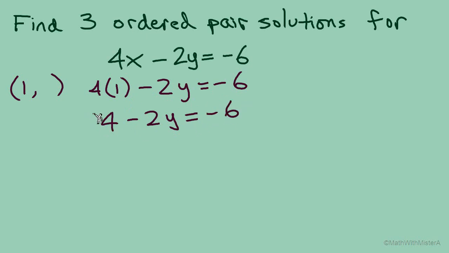Let's take care of this term, the positive 4. Take away 4 from both sides. We're left with negative 2y here on the left side. And negative 6 minus 4 equals negative 10.